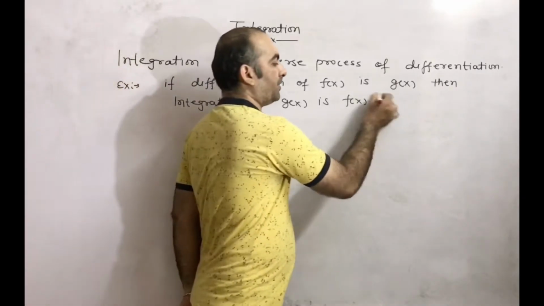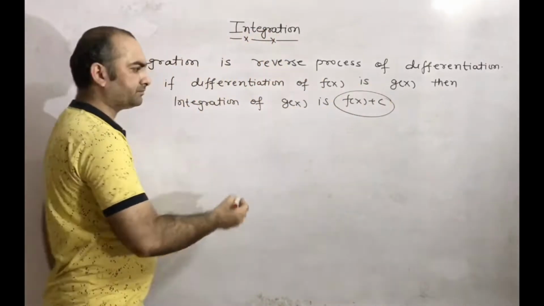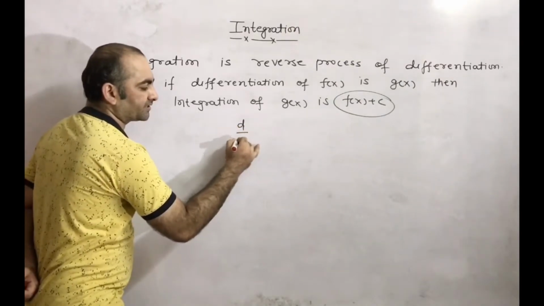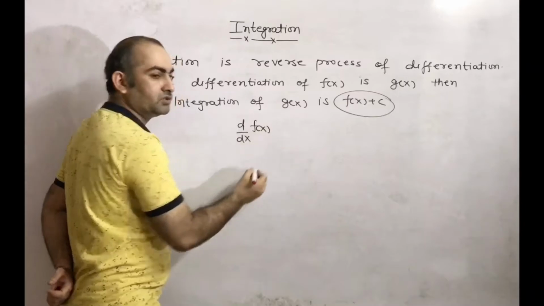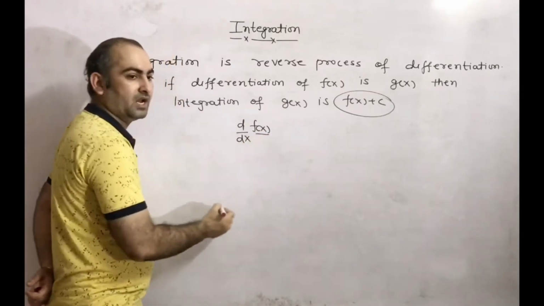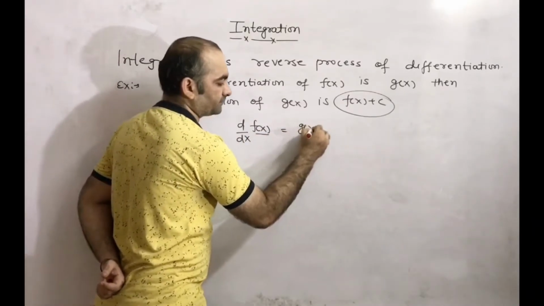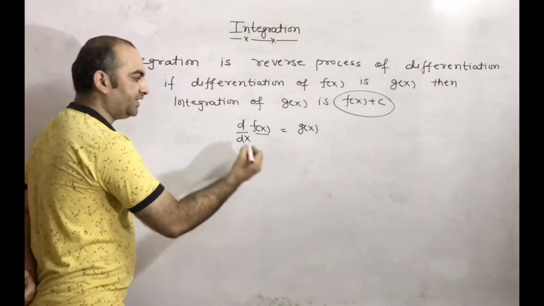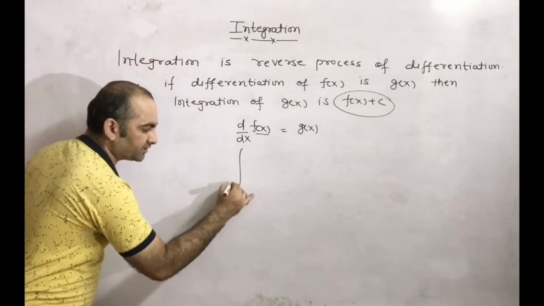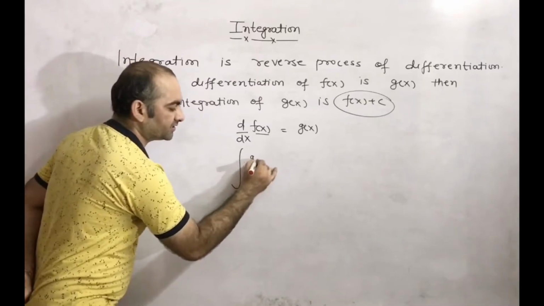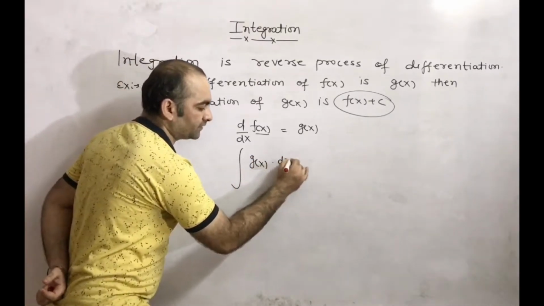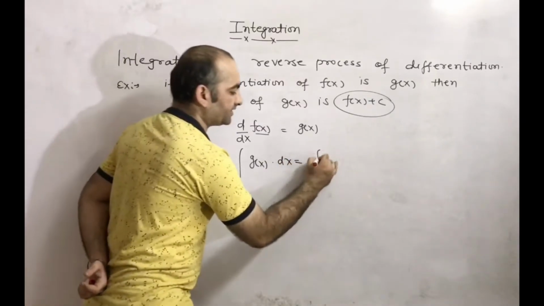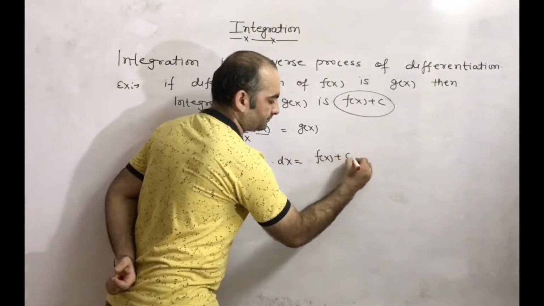All the functions are parallel to each other. Okay, so d by dx, we are differentiating with respect to x. So d by dx of fx, which is the differential coefficient, is equal to gx. Now if you integrate gx, okay, so the integration sign is this one. We are integrating gx into dx. This will come fx plus c.